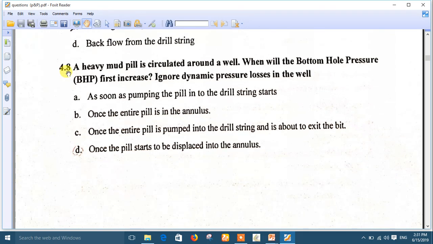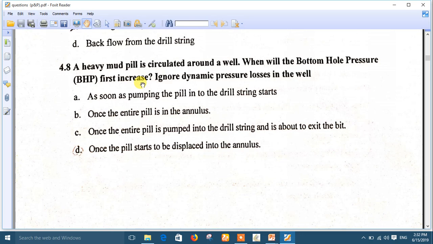Number 8, heavy mud bill is circulated around a well. When will the bottom hole pressure first increase? As I told you, if it is heavy mud weight, the bottom hole will increase, or if it is light mud weight, the bottom hole will decrease. This is the same answer, okay? If it is heavy mud weight, heavy mud bill is circulating around the well. When will the bottom hole pressure first increase?